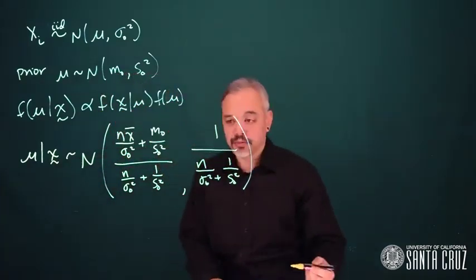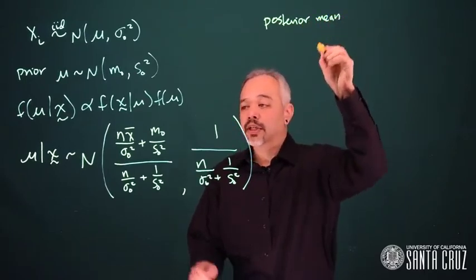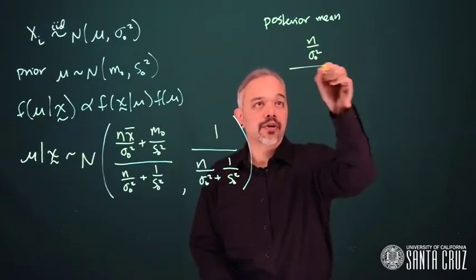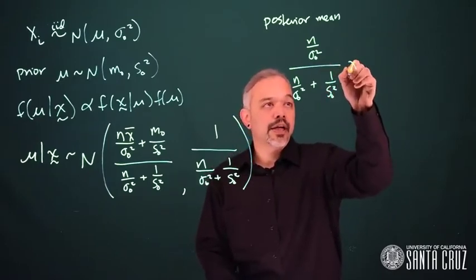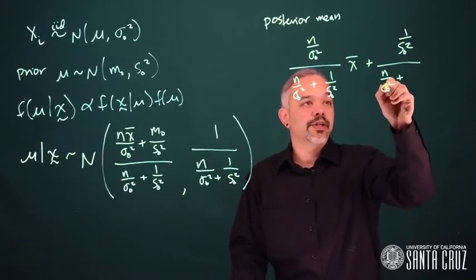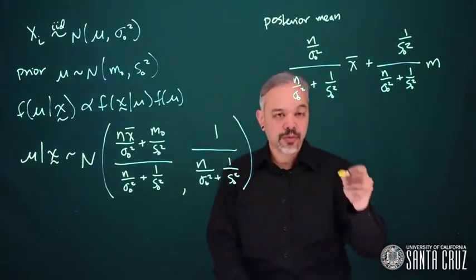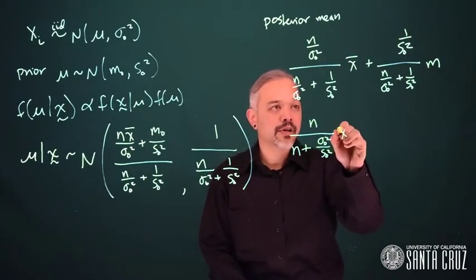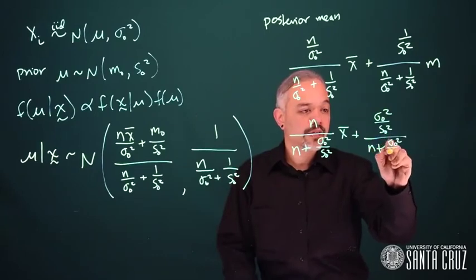This is a somewhat complicated expression, but let's take a little closer look at the posterior mean. We can rewrite this posterior mean as (n over sigma naught squared) over (n over sigma naught squared plus 1 over s naught squared) times x bar, plus (1 over s naught squared) over (n over sigma naught squared plus 1 over s naught squared) times m. A little bit of simplification will give us n over (n plus sigma naught squared over s naught squared) times x bar plus (sigma naught squared over s naught squared) over (n plus sigma naught squared over s naught squared) times m.